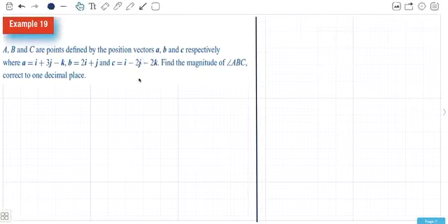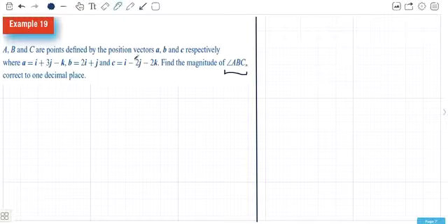This example is now taking advantage of the fact that we know how to deal with the dot product and we know a bit about position vectors as well, so we're going to look at finding the magnitude of an angle. As soon as I see the word angle, I immediately think this is going to have something to do with the dot product, because we know that the formula for the dot product has the cosine of an angle in there. And this expression here, angle ABC, means we're trying to find the angle between these 3 points A, B, C.